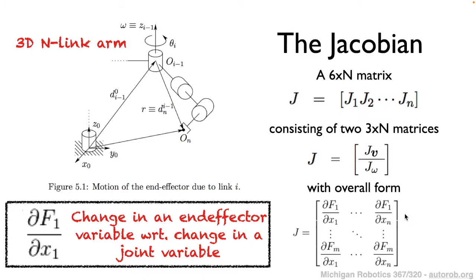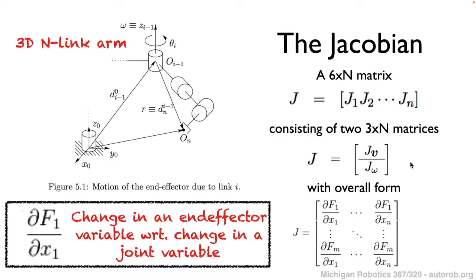And then similarly, the subscripts of the f variable correspond to, like I said, the different elements that are output from our forward kinematics. In the case of an end effector, that's going to be three components representing the position of the end effector in XYZ space, or 3D space, and then an additional three components representing the orientation of our end effector.